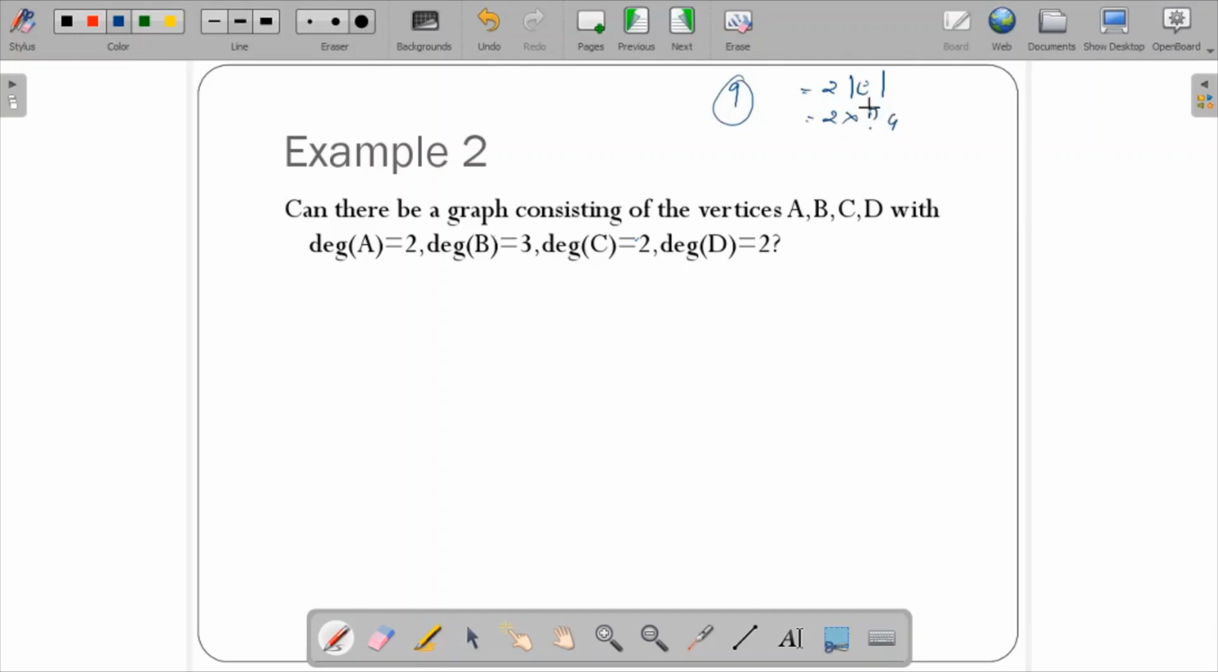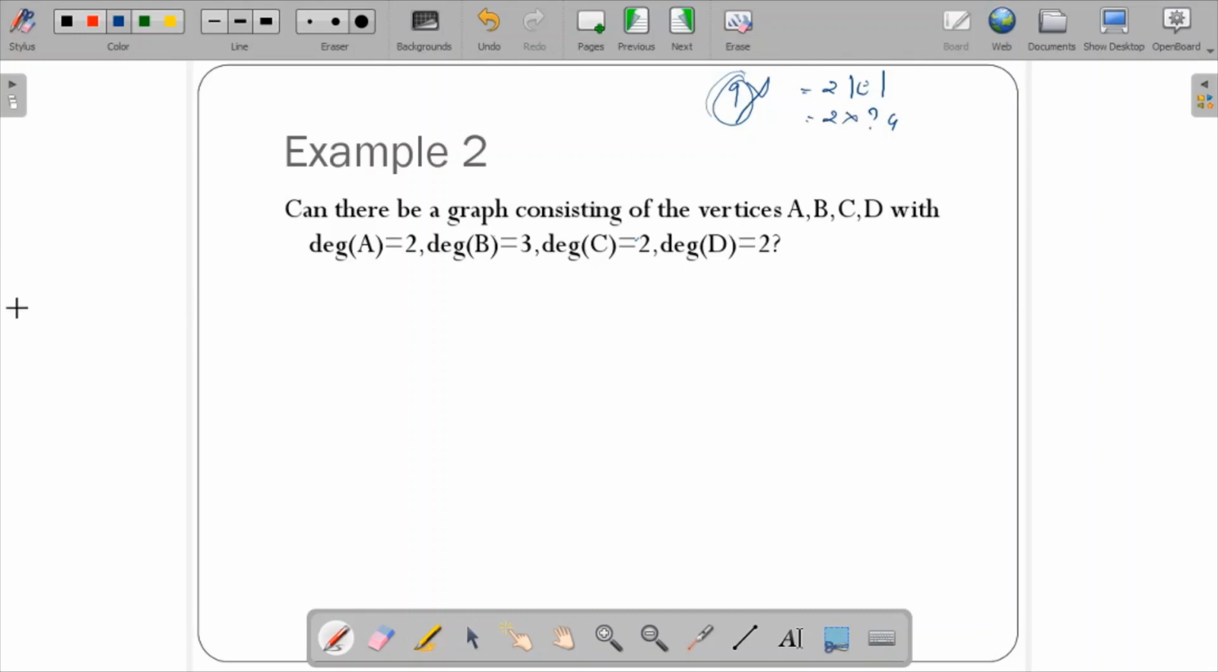If it can have 2 into 4 you'll get 8, 2 into 5 you'll get 10, but it's not possible to get a graph with 9 degrees. Okay, a graph of 9 degrees. So what is happening here? The sum of the degrees has to be an even number to find the number of edges. So it's not possible to have such type of graph.